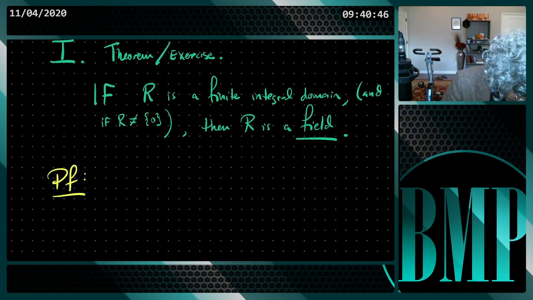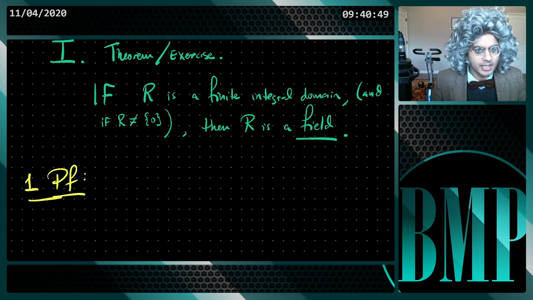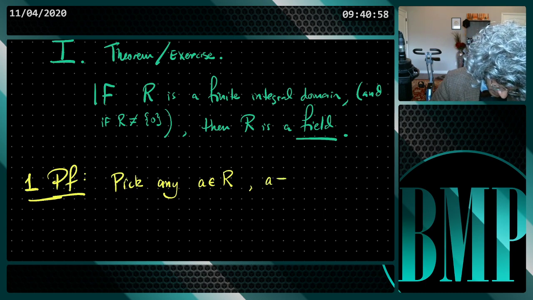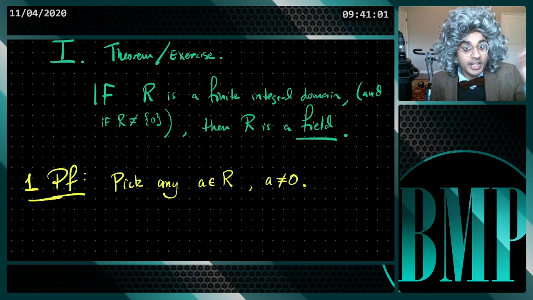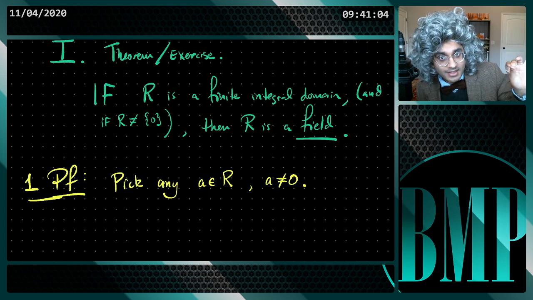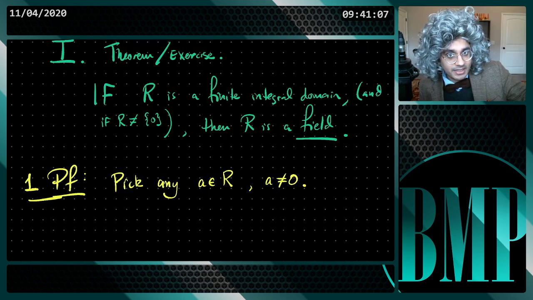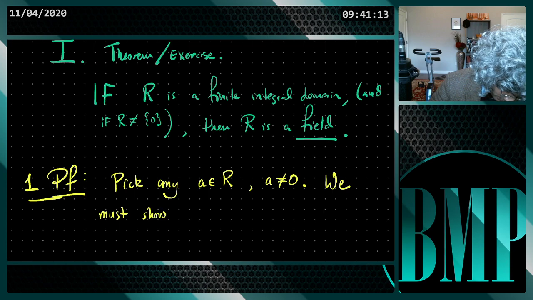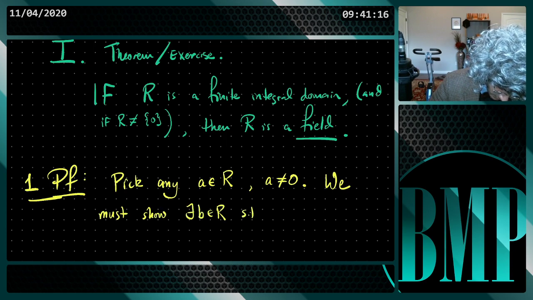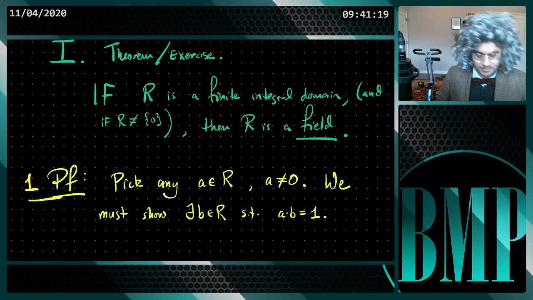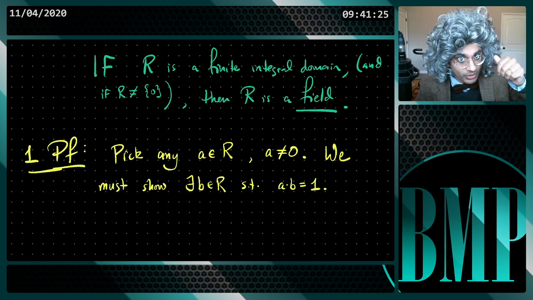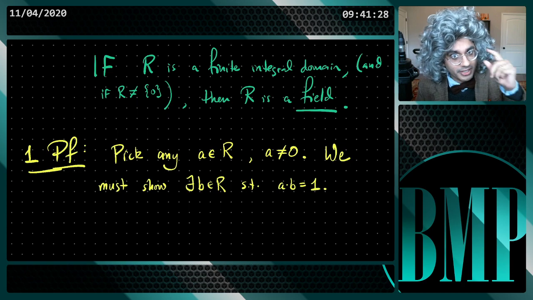Here's one proof. All right. Pick any element A which is non-zero. We need to show that there is an element B such that A times B equals 1. That's what it means to be a field, folks. Every non-zero element has another element where, when you multiply, you get 1.